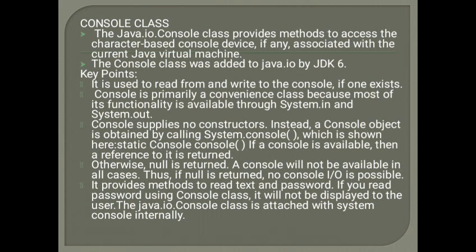The next point is Console supplies no constructor. Instead, a Console object is obtained by calling System.console, which is shown here. Static Console console. If a console is available, then a reference to it will be returned. Otherwise, null is returned. And a console will not be available in all cases. Okay, thus null is returned. No console output is possible.